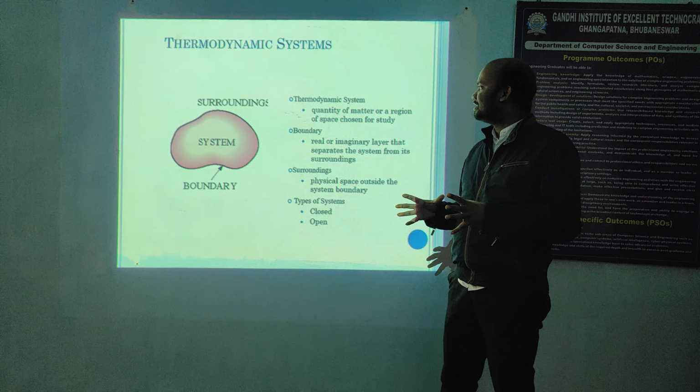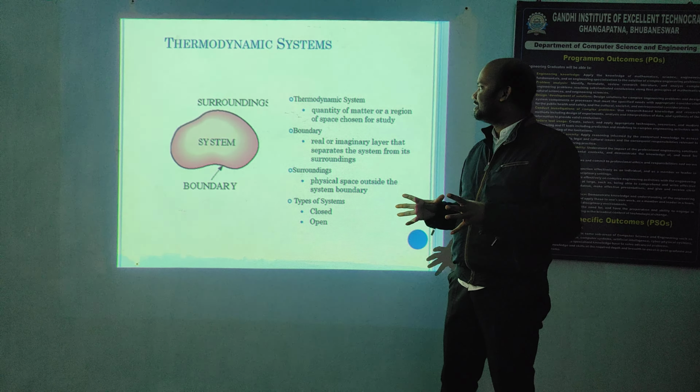In simple words, what is a boundary? It's the real or imaginary part which separates the system and the surrounding. What is surrounding? Anything external to the system is known as surrounding. So there are three basic things. There is also a term called universe. So what is universe? System plus surrounding is known as universe.